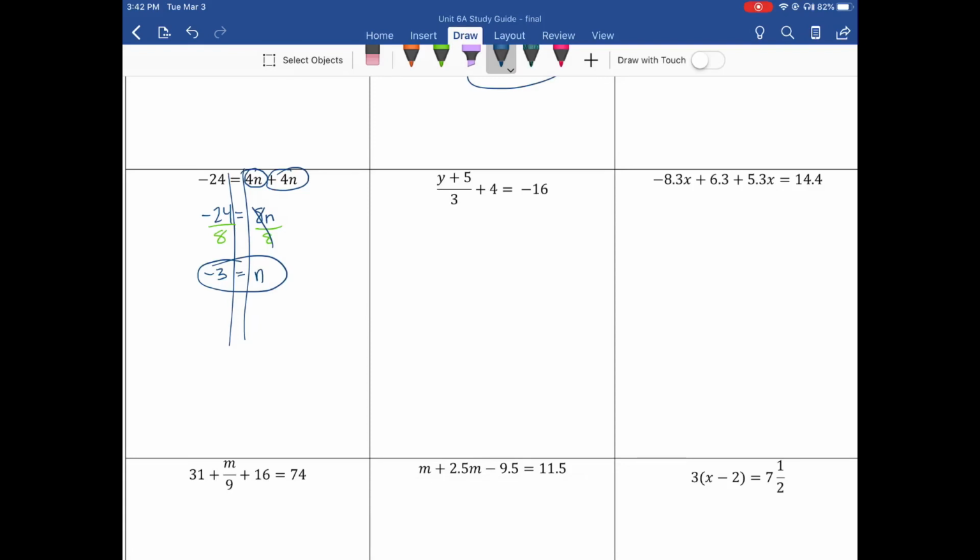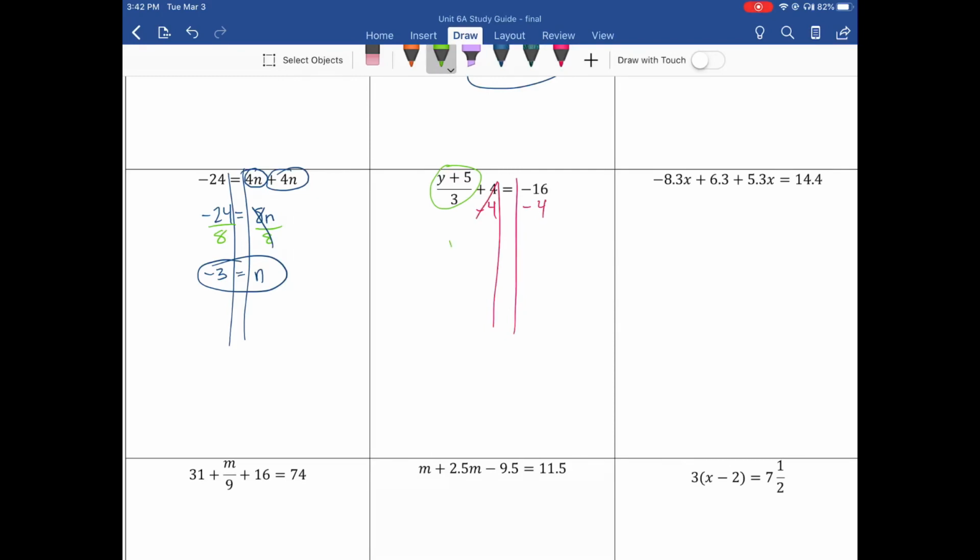Our next problem is a little bit more complicated. We have this fraction here, and we want that to be the last thing that we deal with. So we want it to be the only thing on that side of the equation. In order to do that, we need to get rid of that plus 4. The opposite of adding 4 is going to be subtracting 4. So we're going to subtract 4 on both sides of the equation.